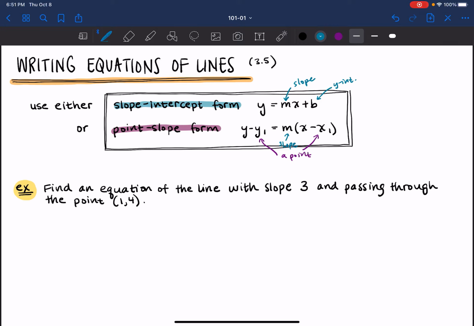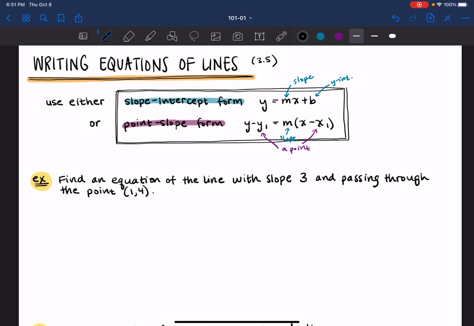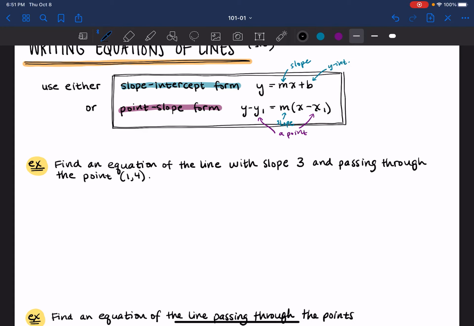So for the first example, we would like to find an equation of the line with slope 3 that passes through the point 1, 4. So I'm going to show you both ways to do this. So you could do it using either form. So let's first use the point-slope form because we have slope and we have a point.